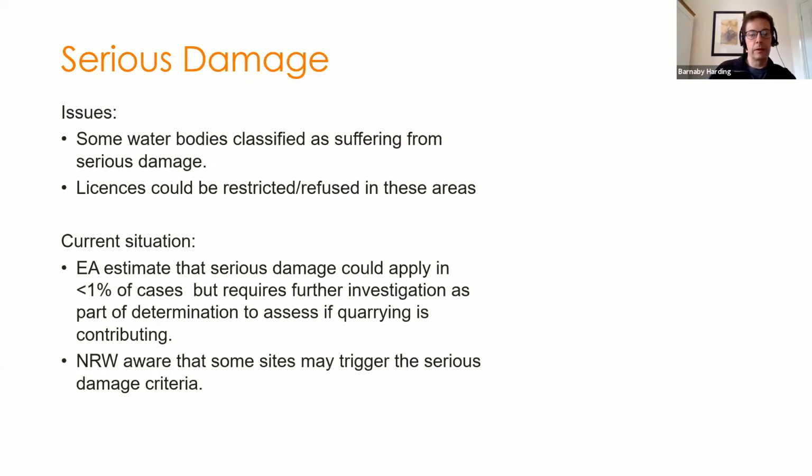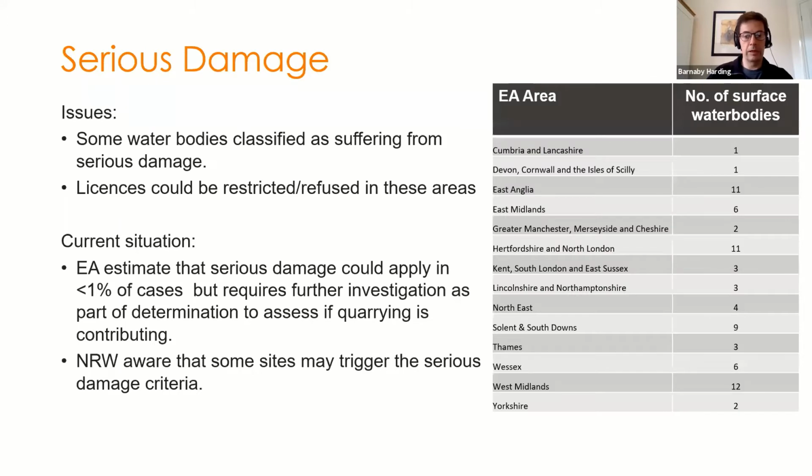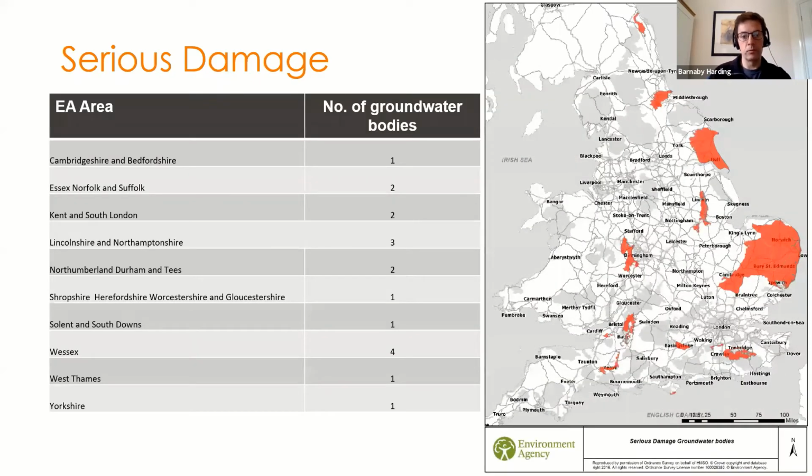So the issue here is that some water bodies, both surface, which is shown here, and groundwater bodies, have been classified as suffering from serious damage. And in those water bodies, one might expect potential issues in trying to get an abstraction license for a dewatering activity. The EA estimate that wouldn't be the case for most sites, but nevertheless, there are large areas classified like this, and you may run into issues. And this shows the groundwater body status, produced by the EA. You can see there are large areas, particularly in the east, where groundwater bodies have been classified as at serious damage.